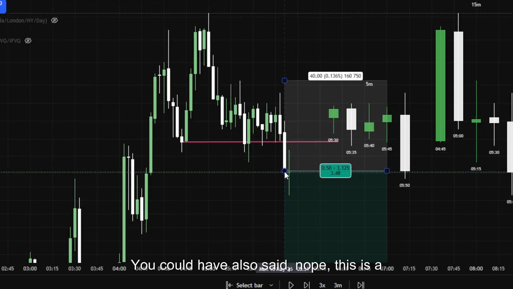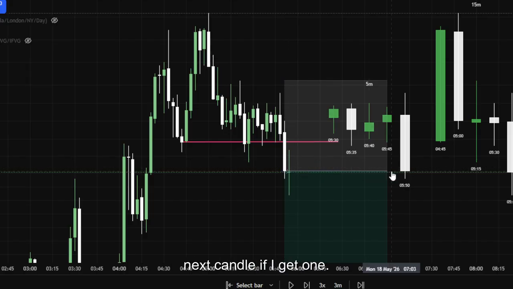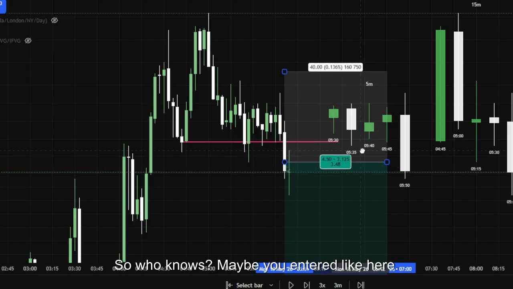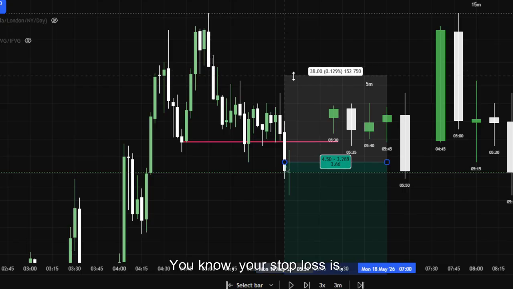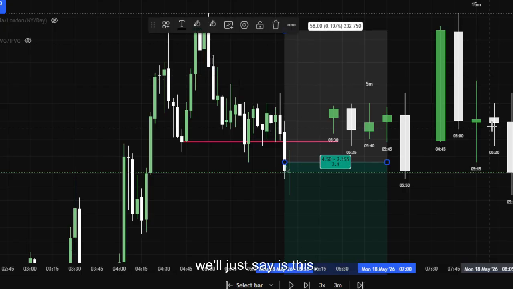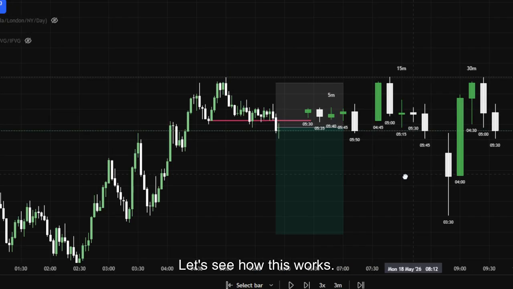Your call. You could have also said, nope, this is a little bit too strong through. I want to wait for a retracement on the next candle if I get one. Maybe you did. So who knows? Maybe you entered like here. Your stop loss is, we'll just say, this. Let's see how this works.